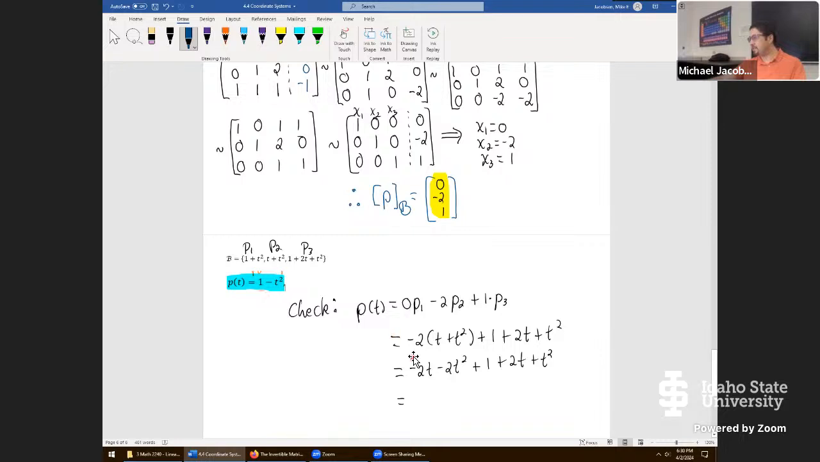So let's double check here. We have negative 2t, positive 2t, so that's definitely on the right track. We have a constant 1, so that helps out. Then negative 2t squared plus t squared is the negative t squared. And so I'll put a check here just to say the check succeeded. We really do produce that real function, P of t, when we use those coordinates, forming this linear combination.